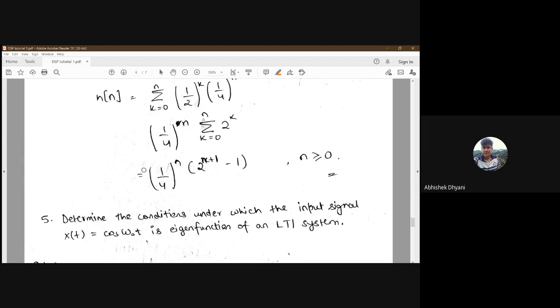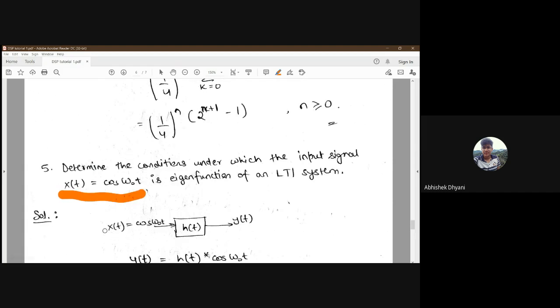Finally, let's come to the last question. This question says that we have to determine the condition under which the input signal x(t) equal to cos omega naught t is an eigenfunction of an LTI system. So the first thing to note here is that we are talking about a continuous time system and not a discrete time system. And for continuous time systems, we know that complex exponentials are the eigenfunctions for any LTI system. In this case, we have a cosine function, and we have to find out whether or not it is an eigenfunction and when it is an eigenfunction.